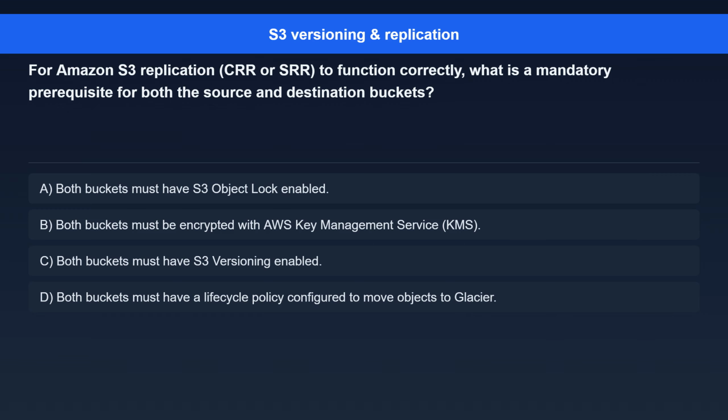Question 2. For Amazon S3 replication, CRR or SRR, to function correctly, what is a mandatory prerequisite for both the source and destination buckets? Option A. Both buckets must have S3 object lock enabled. Option B. Both buckets must be encrypted with AWS Key Management Service, KMS. Option C. Both buckets must have S3 versioning enabled. Option D. Both buckets must have a lifecycle policy configured to move objects to Glacier.